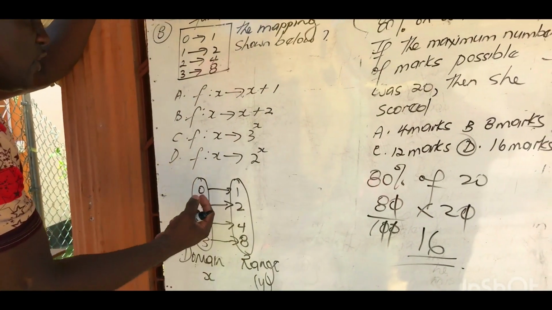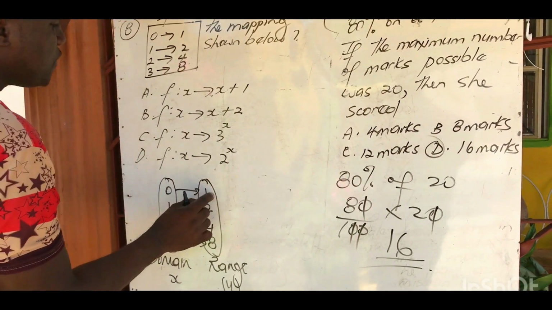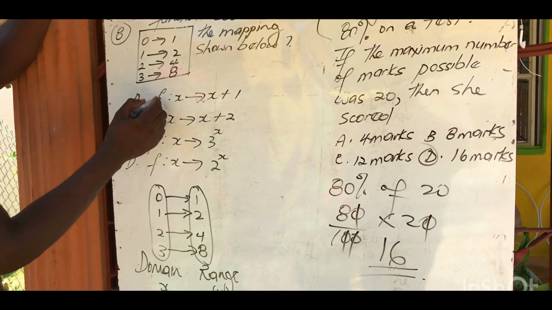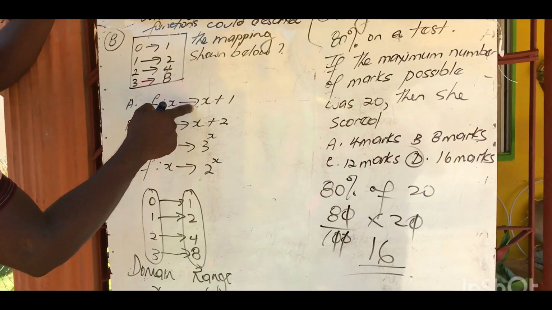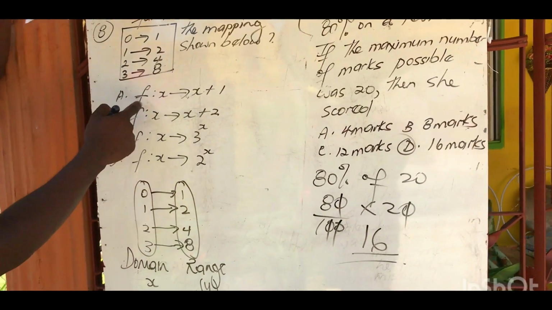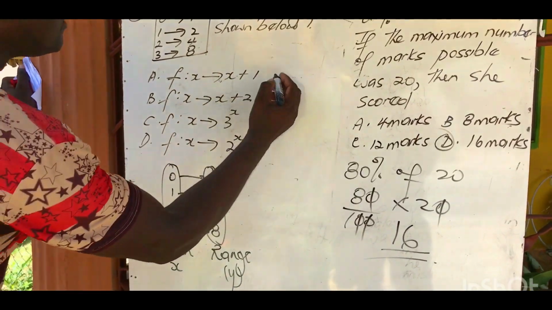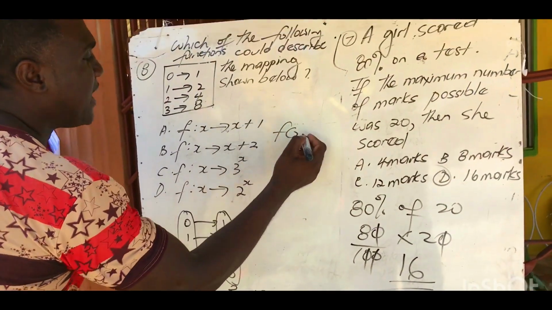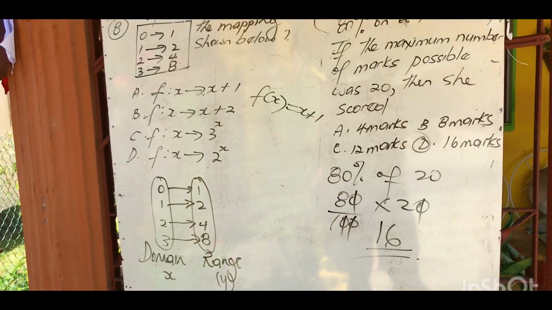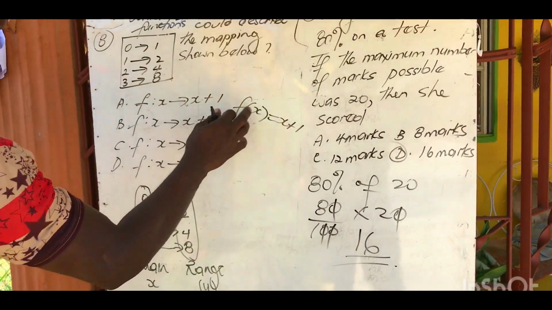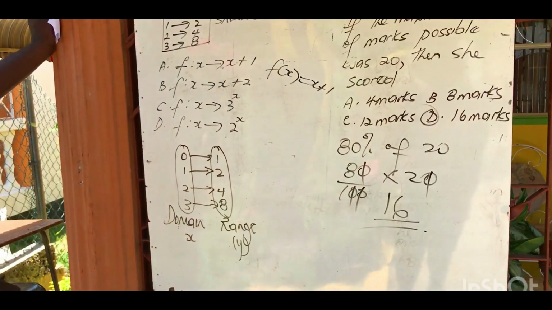So what we need now is a relation that maps x onto y. Now this is read as f colon x mapping onto x plus 1. So this is read as f of x being mapped onto x plus 1. You could have also seen f of x equals x plus 1, saying the same thing, which is a function in x which maps onto x plus 1.